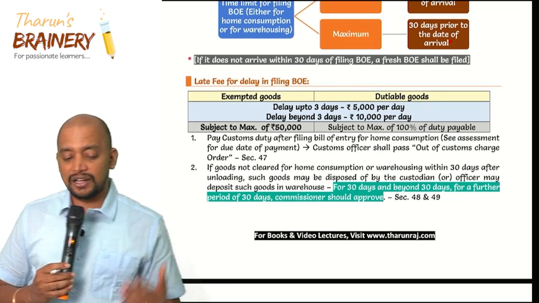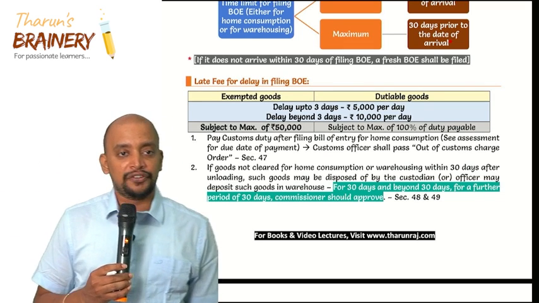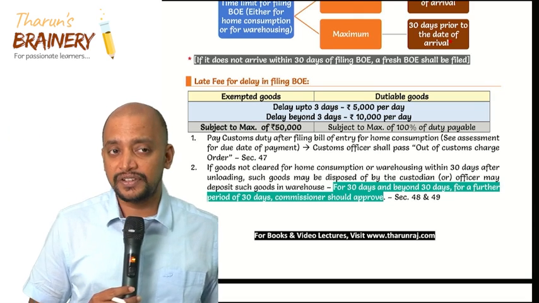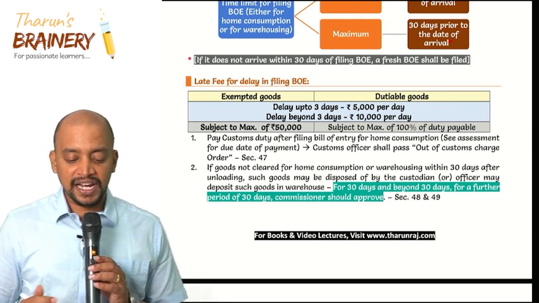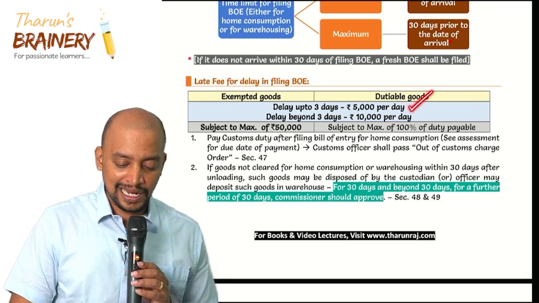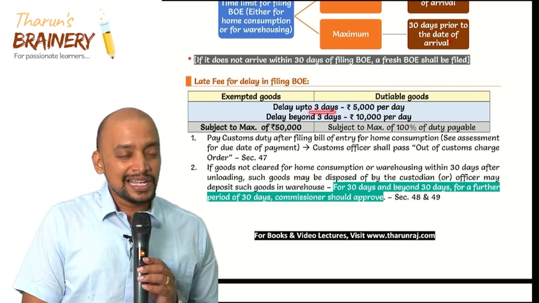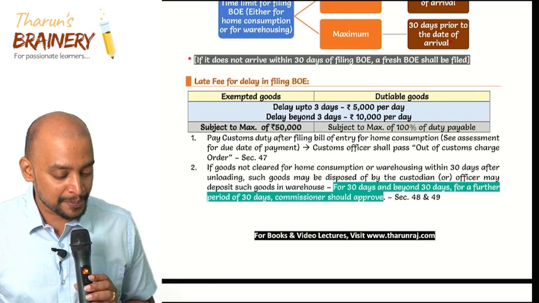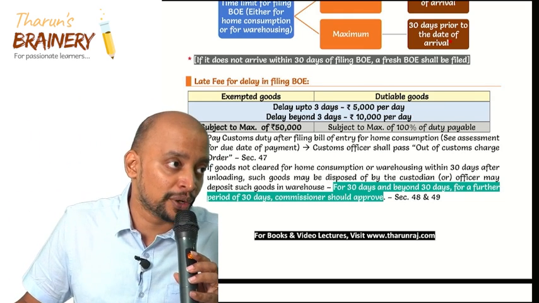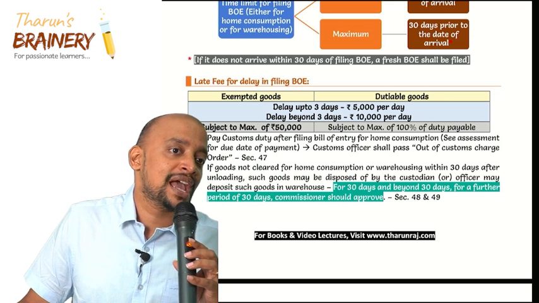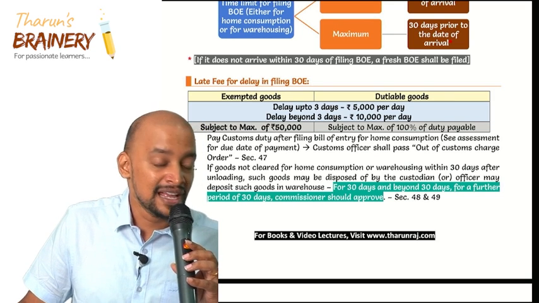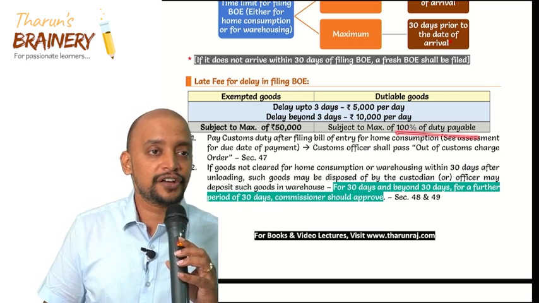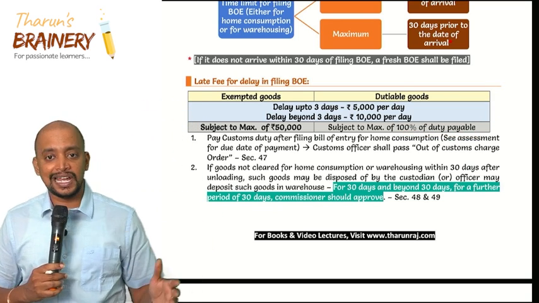Then what is the late fee for delay in filing bill of entry? If it is exempted goods or dutiable goods, whatever it may be, the delay fine will be 5,000 rupees per day if it is up to 3 days. If the delay is beyond 3 days, it will be 10,000 rupees per day. And what is the maximum amount? In case of exempted goods, the maximum amount is 50,000, whereas in case of dutiable goods, the maximum amount will be 100% of duty payable. Suppose if the delay is 7 days.